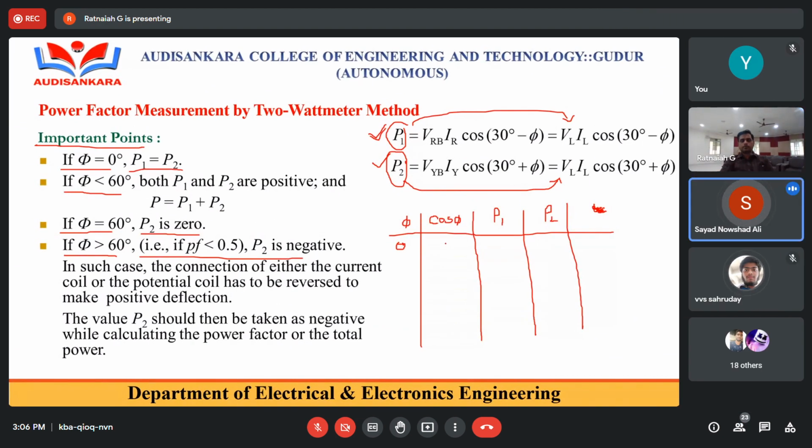Cos 0. What is the value of cos 0? 1. So therefore, this is the power factor. Now the power factor is unity. At a unity power factor, what is the reading of P1? Use these relationships.